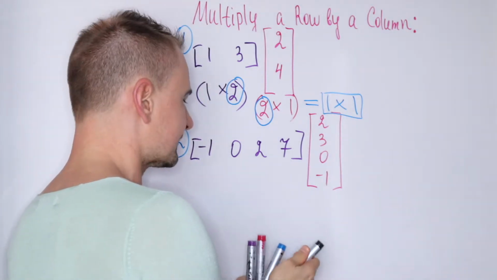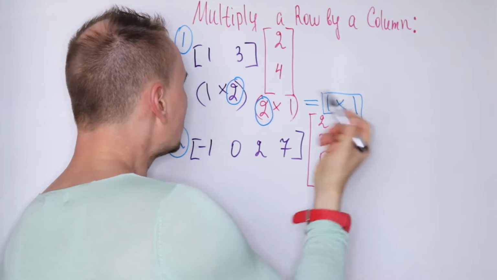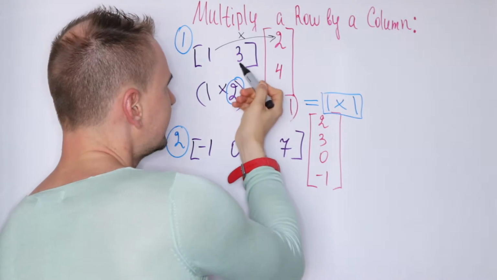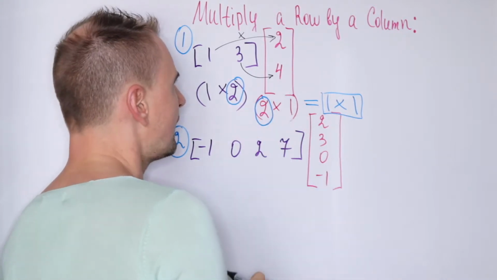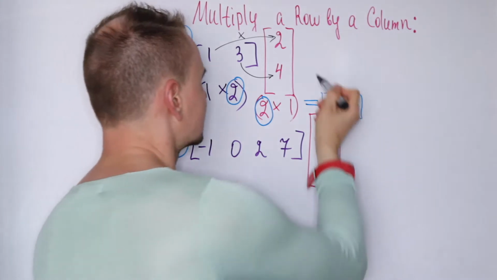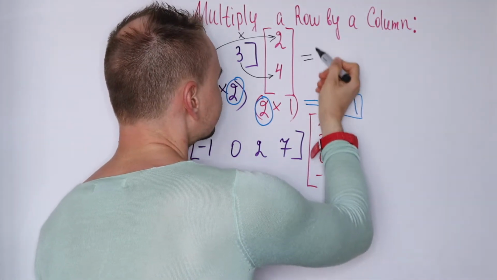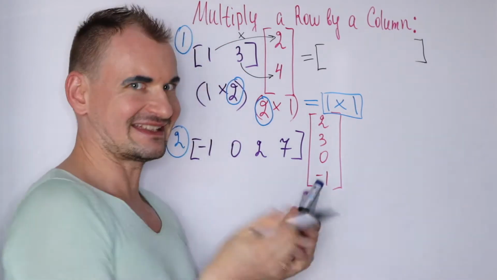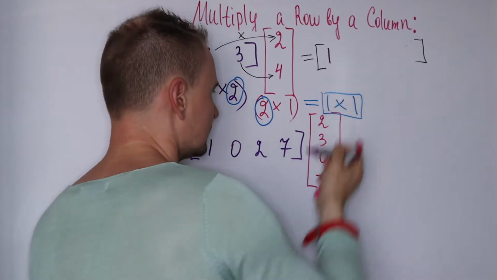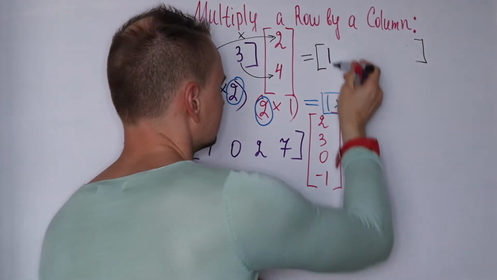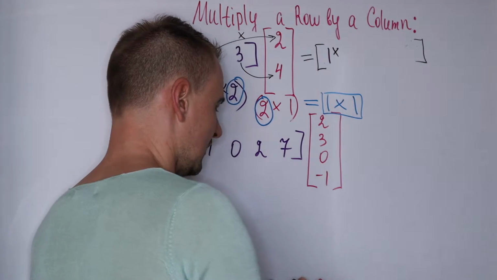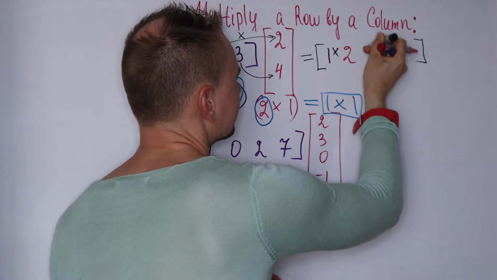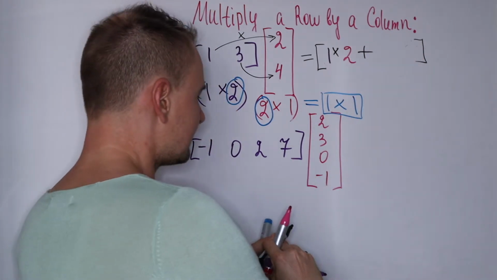So basically, you take this 1 and multiply by 2, and you take this 3 and multiply by 4, and you add their products. So it becomes, I'm going to write these square brackets, 1 times 2 plus 3 times 4.